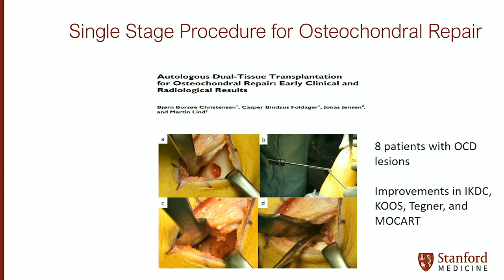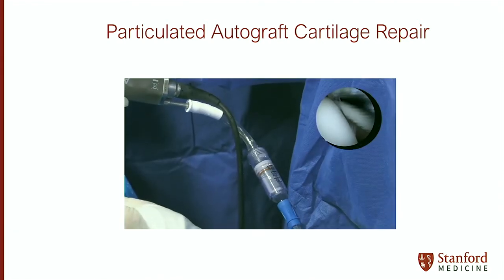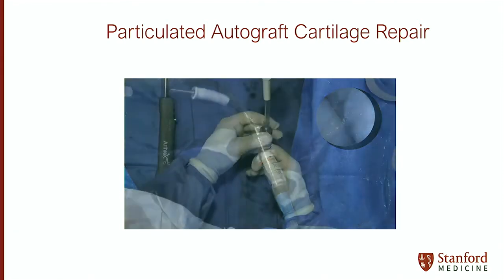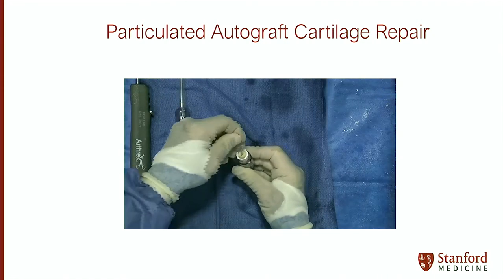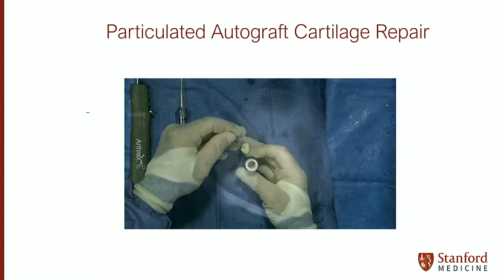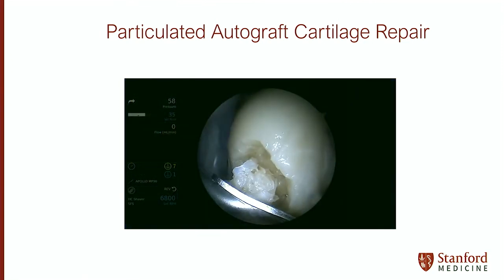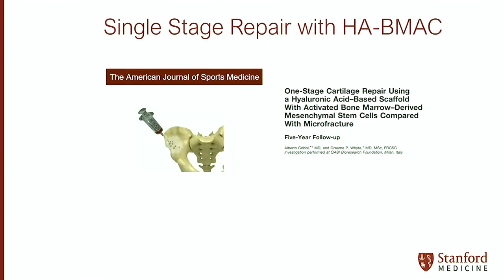Martin Lind also has looked at minced cartilage and a sandwich-type technique for OCD defects, a small series of 8 with good outcomes in his hands. This is Brian Cole showing harvest of autograft from the lateral aspect of the trochlea and then being able to mince it, mix it, and implant in a single stage. And so this is something of interest in the United States that we certainly need more data on.